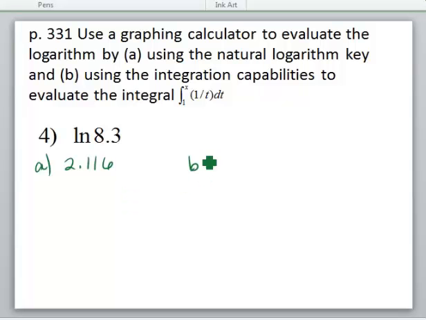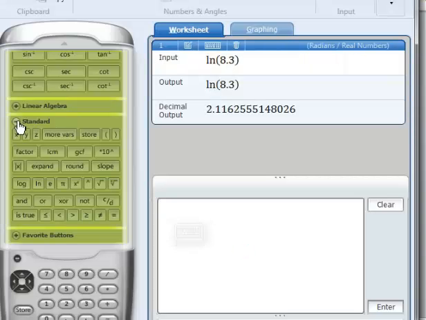Part B asked me to use the integration capabilities to evaluate the integral. Please feel free to ask me about how to use your calculator and the integration capabilities. Some of your calculators will look similar to the one I'm going to bring up. But what we're going to do is put in the integral from 1 to 8.3 of 1 divided by t dt. And I'll do that on the calculator right now.